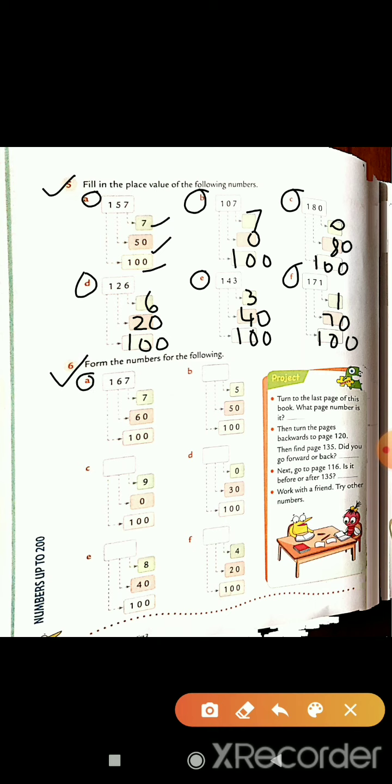A. 7 is at ones place. 60, so it will be at tens place. 100, so it will be at 100 place. So at the place of ones we'll write 7, at the place of tens we'll write 6, and at the place of 100 we'll write 1. So our number will be 167. Next, B. At the place of ones 5, the place value 5 is given, so we'll write 5 at the place of ones.